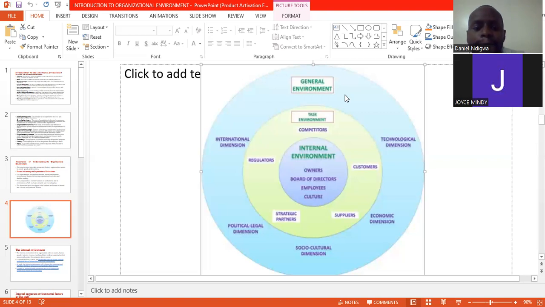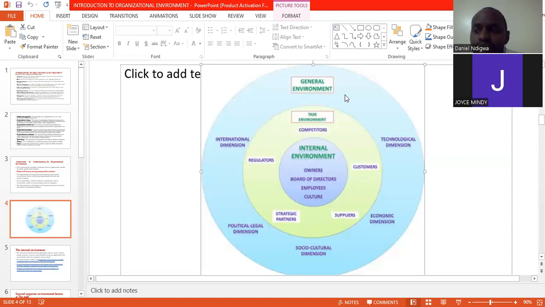Then the other thing is the political legal dimension. And here we are looking at the political environment, and you're also looking at the legal environment. And legal here, we are looking at the various regulations that are in place. These regulations are very critical for business survival, and that is why businesses must be able to embrace, adapt or comply with some of those legal regulations.